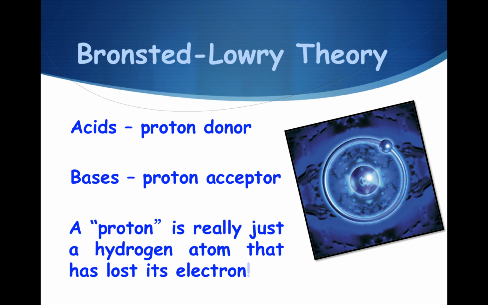A proton is really just a hydrogen atom that has lost its electron. Remember, the atomic number of hydrogen is 1. That means it has 1 proton in the nucleus and 1 electron. Now, if that hydrogen atom loses its 1 electron, all you're left with is a single proton. The hydrogen ion is a proton.